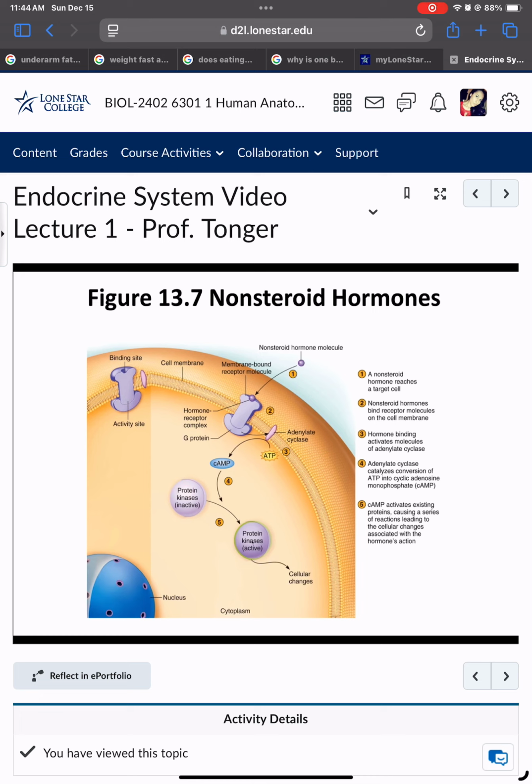So you can see the two major differences: steroid hormones have the capacity to go inside the nucleus and bring the change by acting at the DNA level itself, whereas non-steroid hormones act in the cytoplasm itself. So those are the two ways the hormones can act to bring a change at the cellular level.